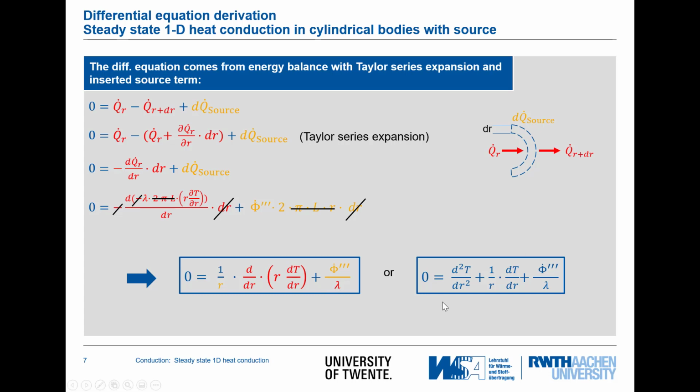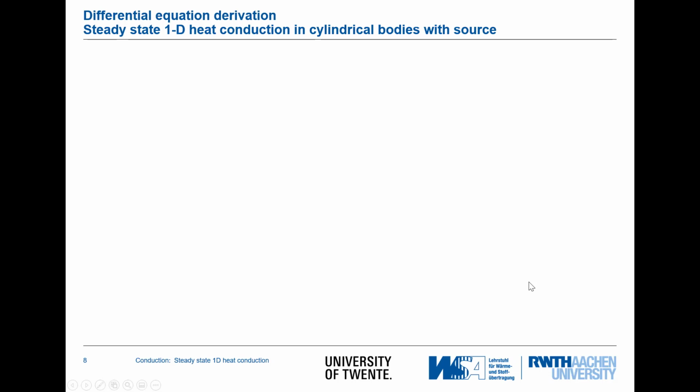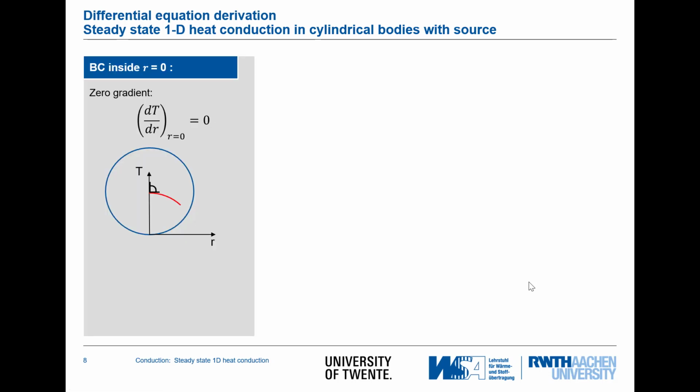So the next step would be to separate those parts. It's also possible, so we can have here the second differential of the radius plus 1 over r times the first differential with respect to the radius plus, again, the volumetric heat source. In the next step, of course, we want to solve this equation, and for that we need to look at the boundary conditions. Because it's a second order differential equation, we need 2 boundary conditions.